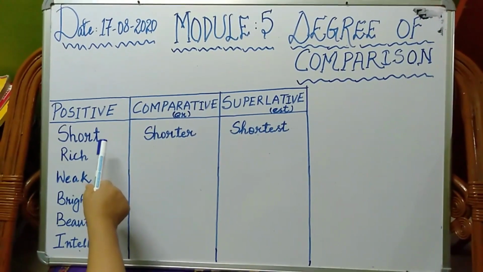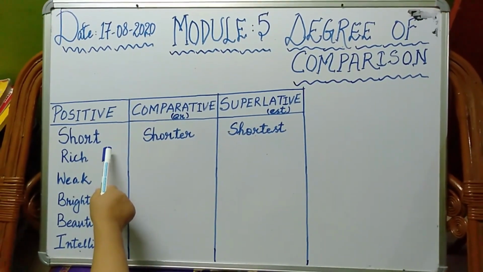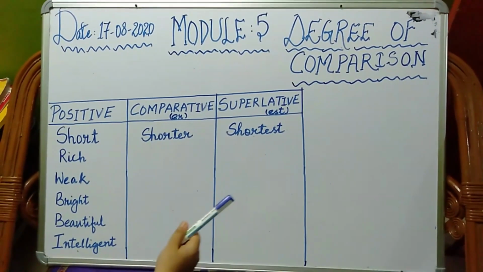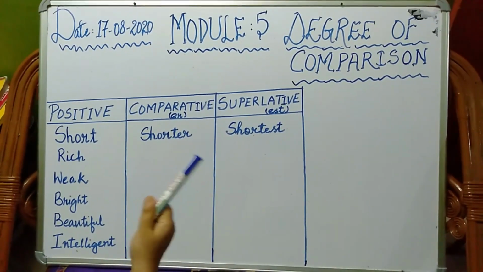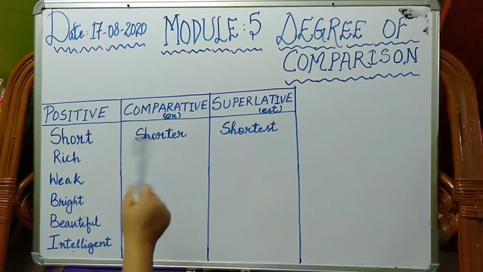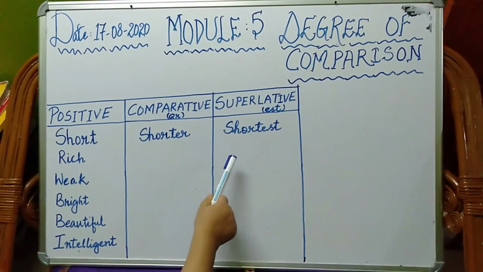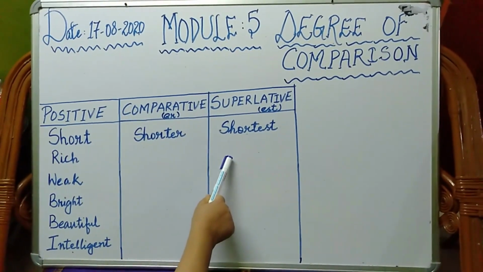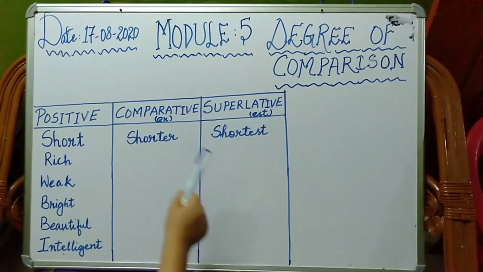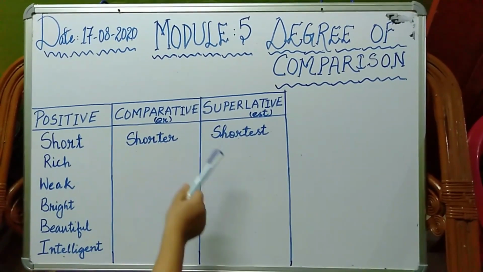Now you know that a positive degree states the quality of the noun, okay, without comparing with any other person, place, animal or thing. Comparative degree is the comparison between two nouns, and superlative degree is the highest degree, that is comparison with more than two nouns. Now how are you supposed to change this?